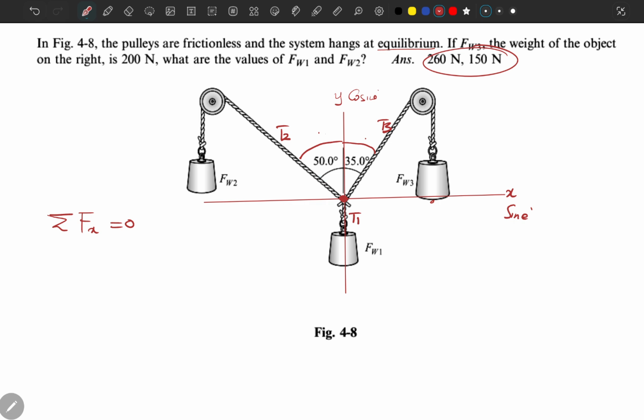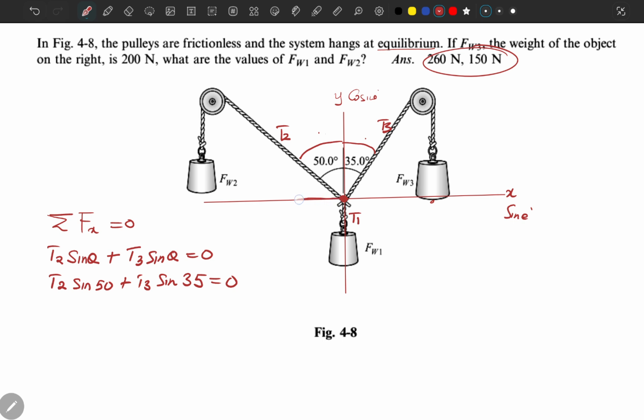So on this side, we are going to have T2 sine theta, plus the other one here, T3 sine theta. Remember these are horizontal. Here the theta is 50, so this will be T2 sine 50 plus T3 sine 35. And we are saying this should give us what? 0.